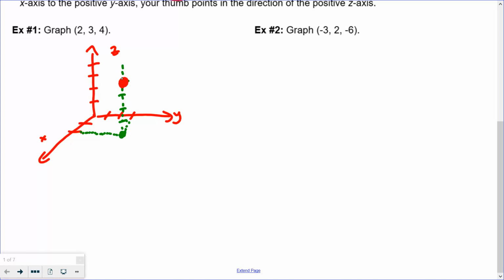That's my actual point right there. That is 2, 3, 4. Kind of jets off the page. It's in that first, we would call that the first octant. Okay, we do find it helpful to draw prisms. Okay, and drawing prisms kind of really helps.